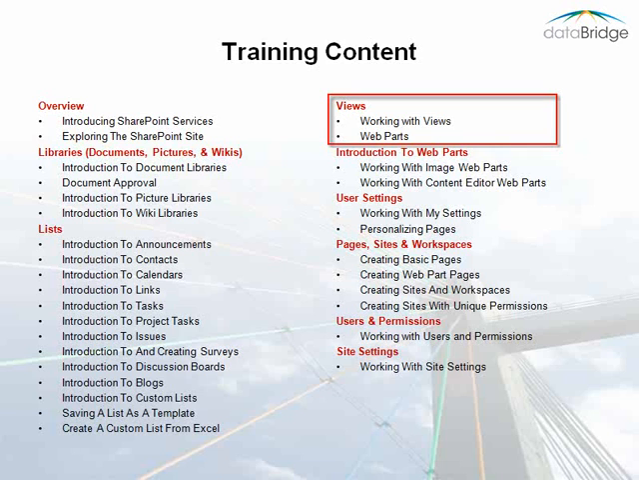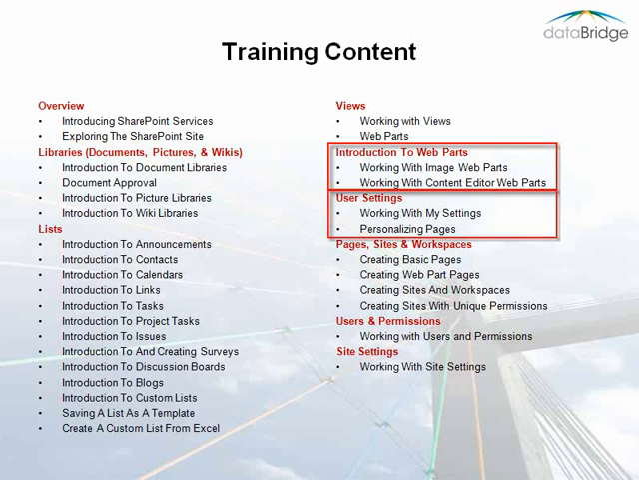We then get into the Views section, which is the ability to create reporting to be able to show the content in any form or fashion that you choose. We go into Web Parts, which are the building blocks for SharePoint and allow you to show text or documents or images on any page or place within the site. And then we go into User Settings and show users how to modify their passwords and email addresses, as well as personalize their own views.